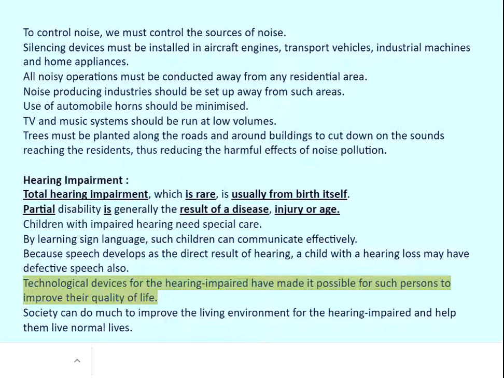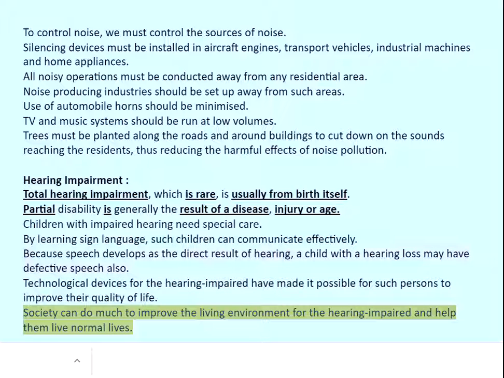Technological devices for the hearing impaired have made it possible for such persons to improve their quality of life. Society can do much to improve the living environment for the hearing impaired and help them live normal lives.